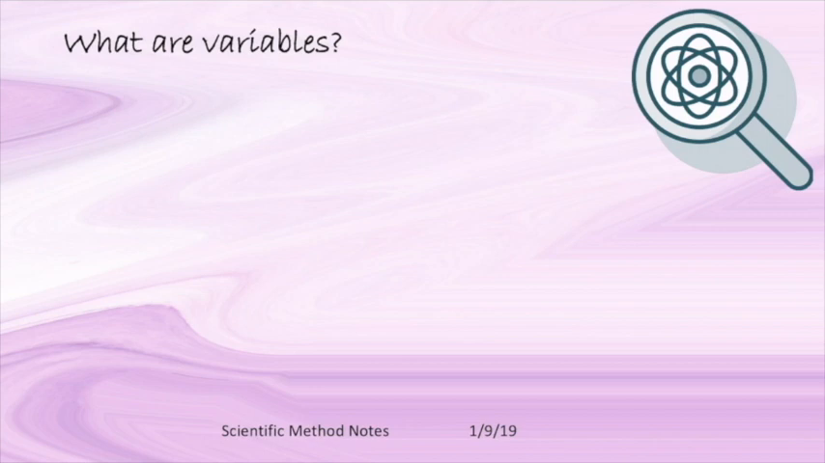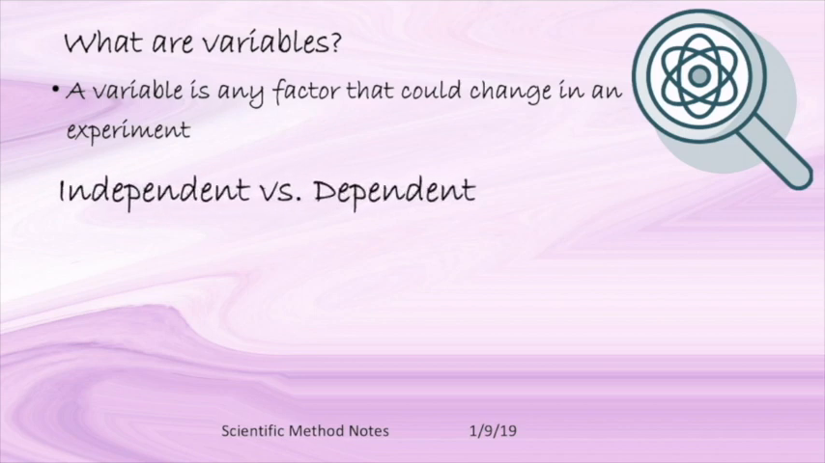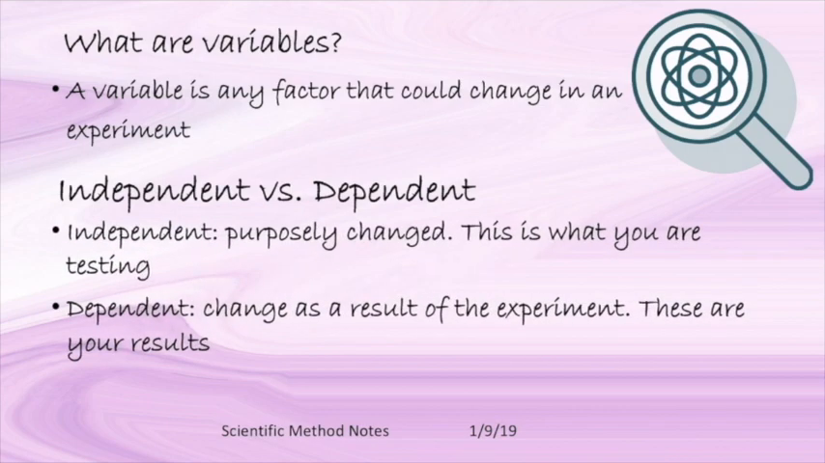When you're designing your experiment, you will have different variables. A variable is any factor that can change an experiment. So there are two types, independent and dependent. Independent is purposely changed, so this is what you're testing. Dependent changes because of your experiment, so this is your results.